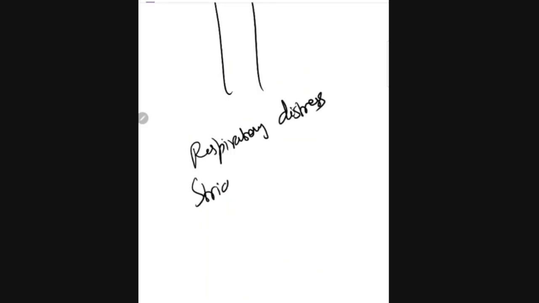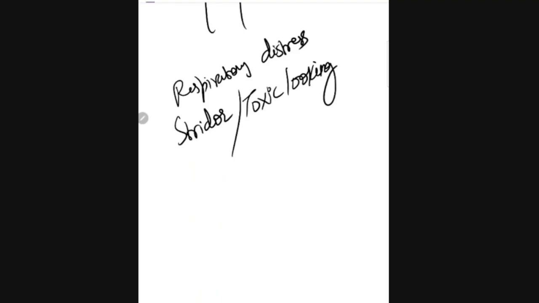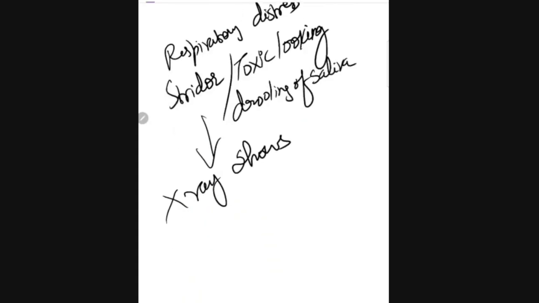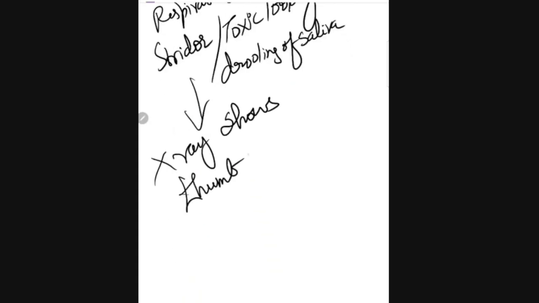The similar history they have given: the child has fever, is toxic looking, with drooling of saliva, respiratory distress, and stridor. And the X-ray shows the thumb sign.